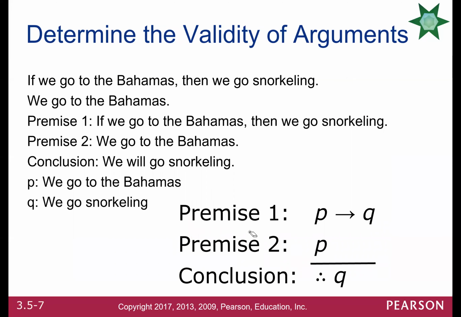So the original argument we looked at: if we go to the Bahamas, then we go snorkeling; we go to the Bahamas; so the conclusion is we go snorkeling. This is a valid argument because it is the law of detachment. Our first premise is if P, then Q. Our second premise is the statement P. Our conclusion is Q. This is the law of detachment.